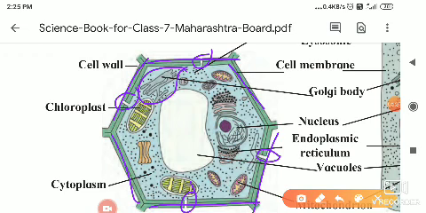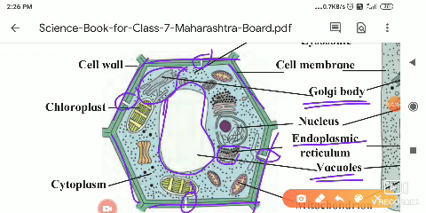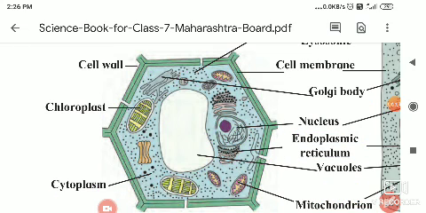This structure is called a Golgi body. This huge white bag-like structure is called a vacuole. This is called the endoplasmic reticulum. Here is the nucleus of the cell, and inside there are keratin fibers and a nucleolus, but that study you have to do afterwards. Okay, next these are the chloroplasts. This is the chloroplast, and this is called the cytoplasm. This is present in the cell wall.